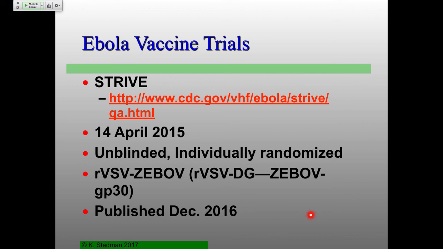And this did, in fact, show that you have really good protection, 70 to 100% protection of people who had these ring vaccinations. You had a case, and then vaccinate all the people who have contacts with that person, and then see how many of those come down with disease. So it worked out really exceedingly well.